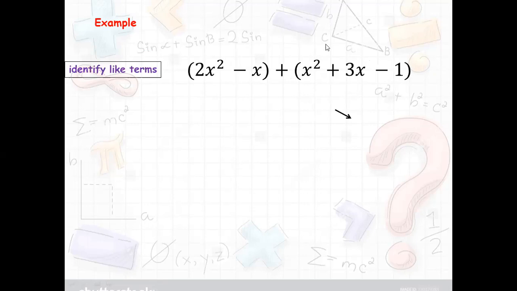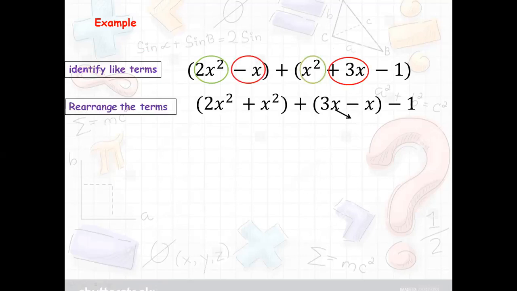So what's the second step? You have to identify the like terms. So which are the like terms? We have 2x squared and we have plus x squared. So we are going to add both of them. And then are there any other like terms? Yes, we do. We have minus x and 3x. So let's arrange them first. 2x squared plus x squared inside the parentheses. Why have we put them inside the parentheses? So that it becomes easier for us to calculate. Then plus 3x minus x. That's how we got 3x minus x inside the parentheses. Minus 1 is left alone as there are no like terms.